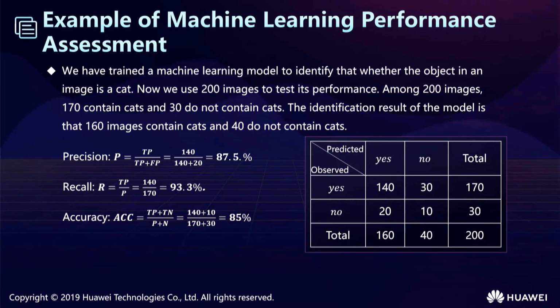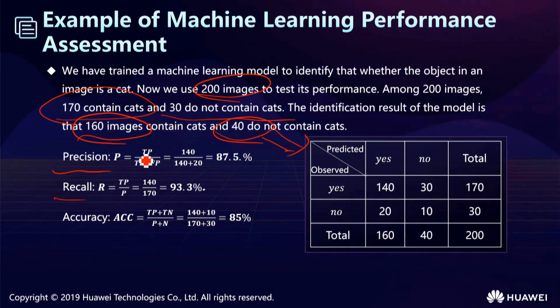Let's see how to calculate these results with an example. Suppose we have trained a model to identify cats. Now we use 200 images to test its performance. Among these 200 images, 117 contain cats, and the others don't contain cats. The model's identification result is that 15 images contain cats, and 40 don't. So we can build the confusion matrix and calculate like that.